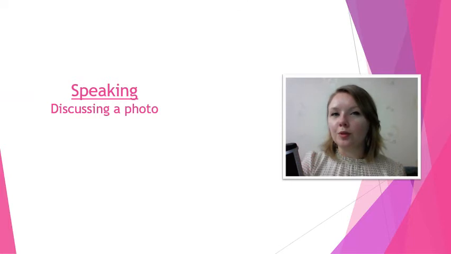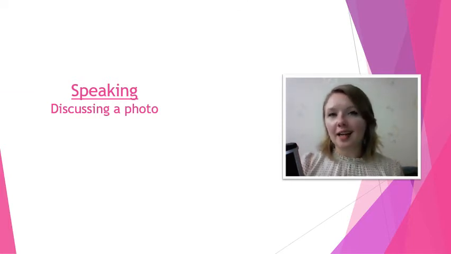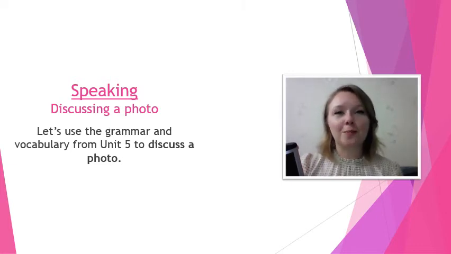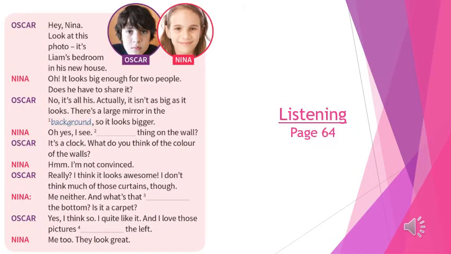Now we're going to move along into the speaking section. The speaking task for this chapter is discussing a photo. So let's use the grammar and vocabulary from Unit 5 to discuss a photo. First, let's do the listening on page 64. Here we'll see a conversation between two people, Oscar and Nina. They're talking about a photo of a bedroom in someone's house. Listen and fill in the blanks.